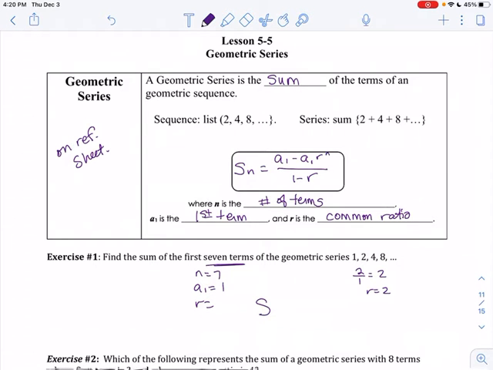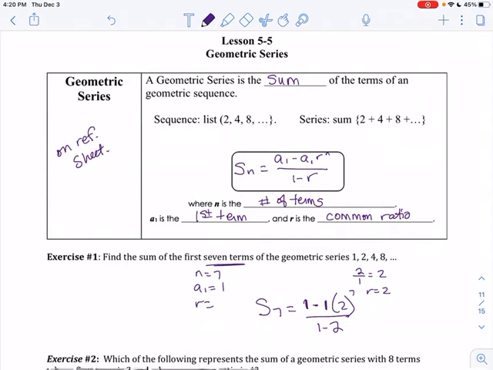So S sub 7, because there's 7 terms, equals the first term, a sub 1, minus the first term, a sub 1, times that common ratio, and the exponent is going to be n, the 7th power, over 1 minus 2. Okay, and all that can just go right into my calculator.